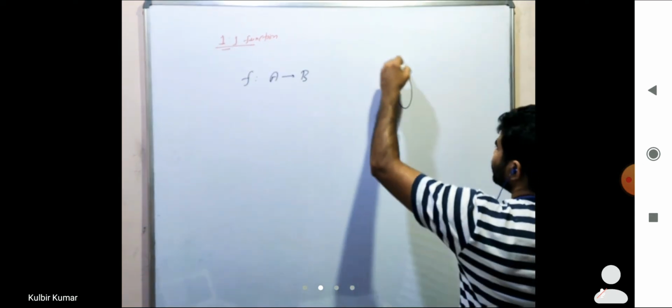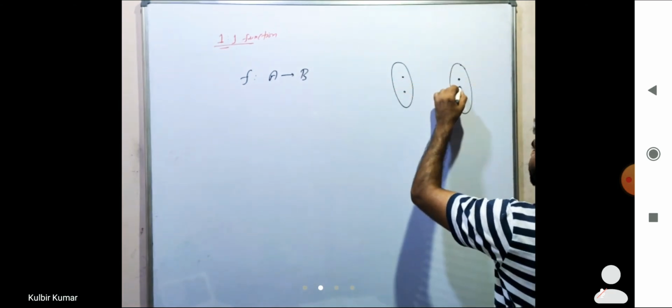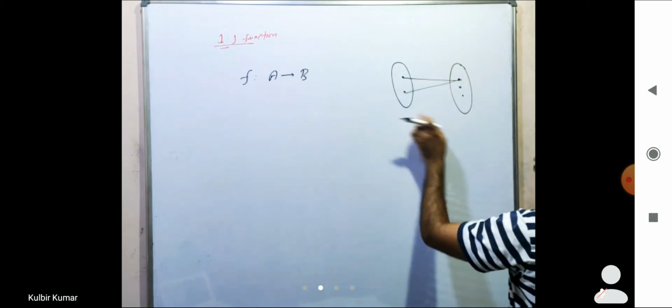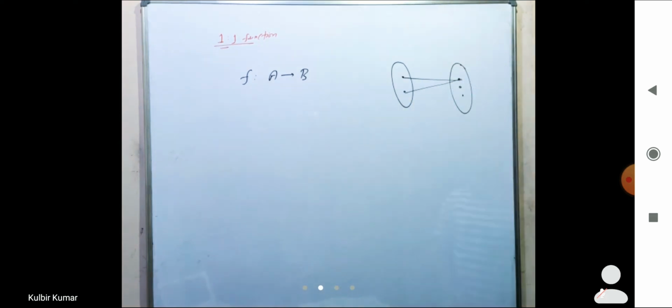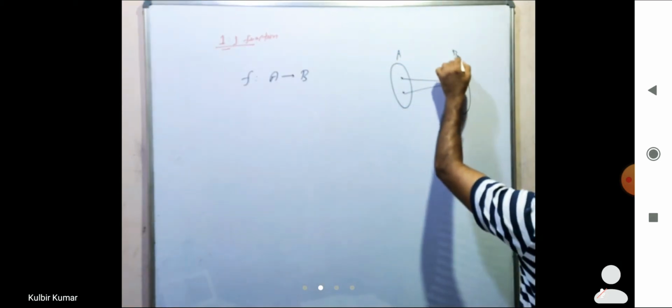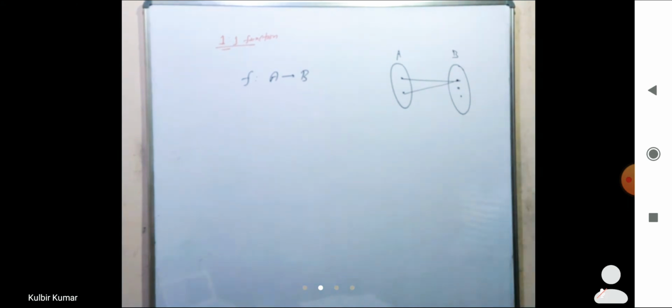If this is set A, if this is set B, and here assume this is a function, and here no two elements of A are putting image to the set B, right? So this is not a one-to-one case. This is not a one-to-one function. So we can say this is set A and set B.